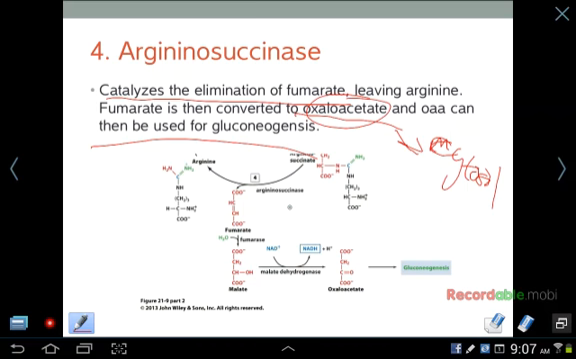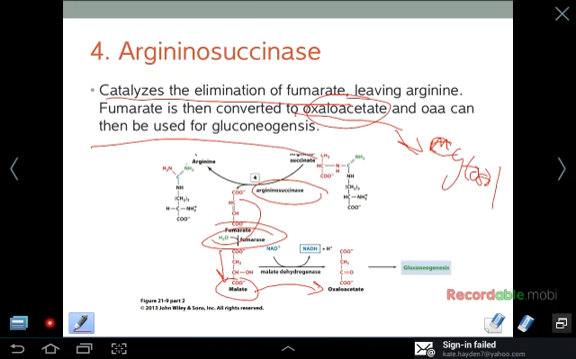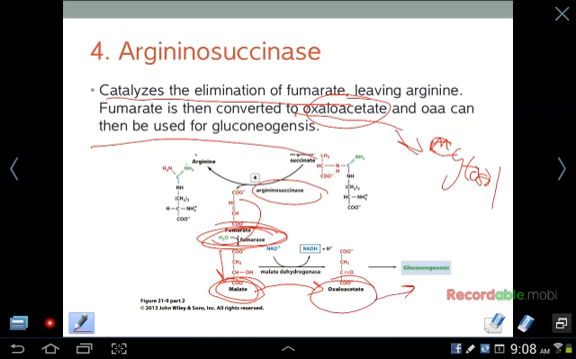Okay? So as you see here, argininosuccinase produces fumarate. The enzyme fumarase converts fumarate to malate, and then malate dehydrogenase converts it to oxaloacetate. You probably recognize these enzymes from the citric acid cycle. Although they exist in the citric acid cycle, these enzymes also exist specifically in the cytosol, to regenerate our oxaloacetate in the cytosol for gluconeogenesis.